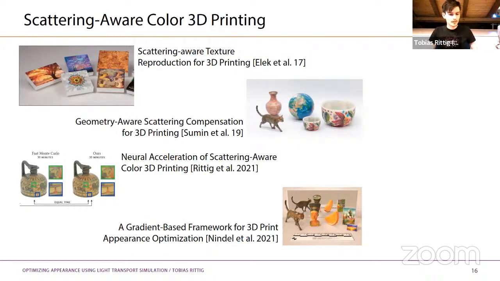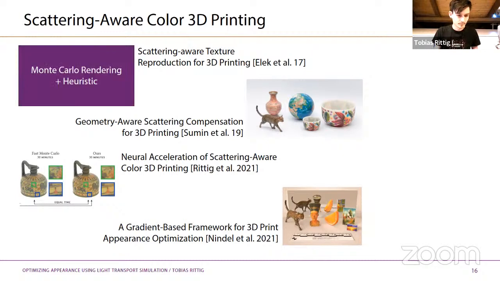So I introduced you to these 4 papers before, but I want to give you a bit more intuition about them now. So first of all, in 2017, this paper was the first to introduce this active feedback loop into the printer pipeline. And they used a Monte Carlo renderer for the forward approach and developed a heuristic that is based essentially also on observations and intuition and how to counteract these effects.